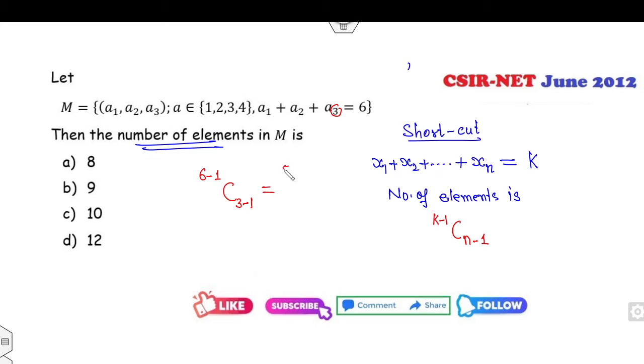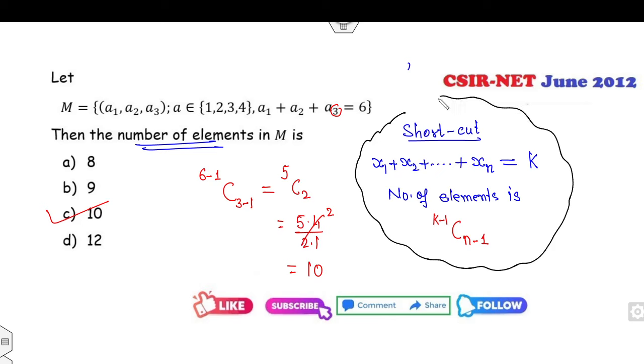So what is the answer of this? 5C2. That means 5 into 4 over 2 into 1. So what is the right answer of this? 10 tuples are there which will satisfy this condition. And you can see, you can solve this problem with the help of a maximum of 10 seconds time period.